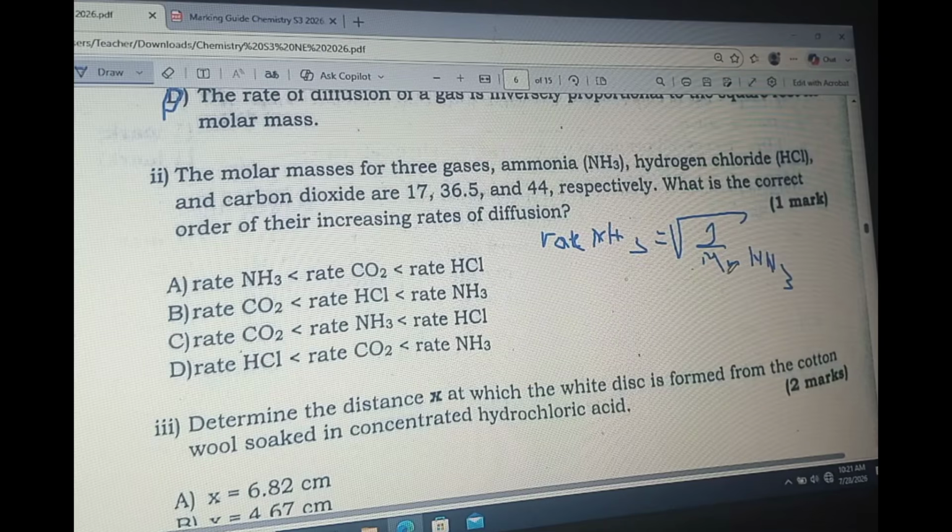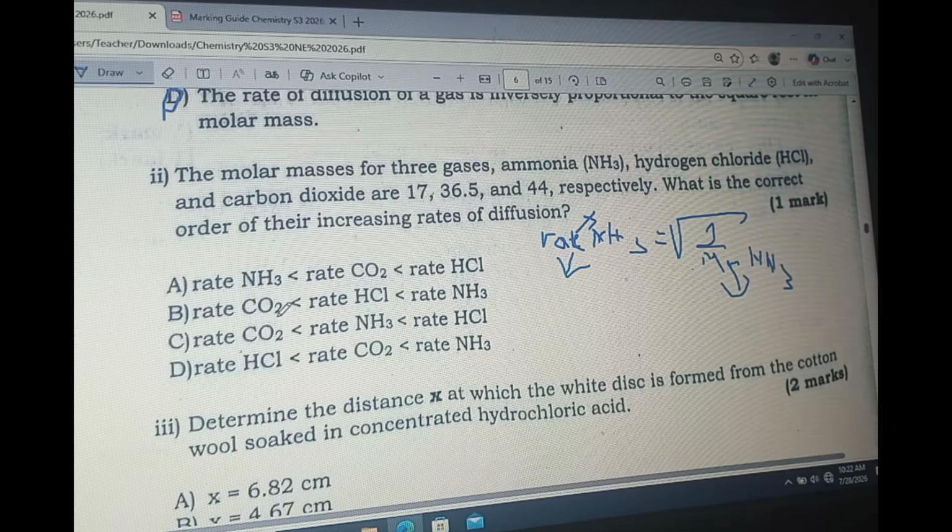This means that if the molar mass increases, the rate decreases. If the molar mass decreases, the rate increases. If the molar mass increases, the rate decreases. So a higher molar mass means a lower rate of diffusion. That is why the rate of diffusion goes in the order carbon dioxide, then hydrochloric, and then ammonia.